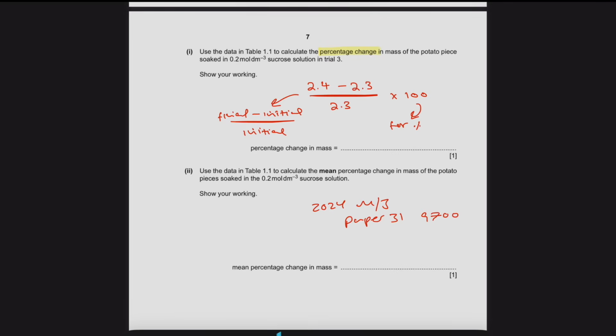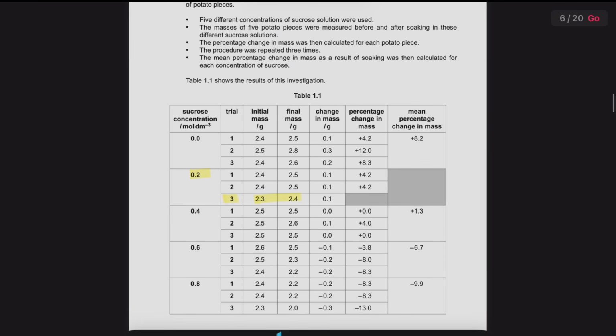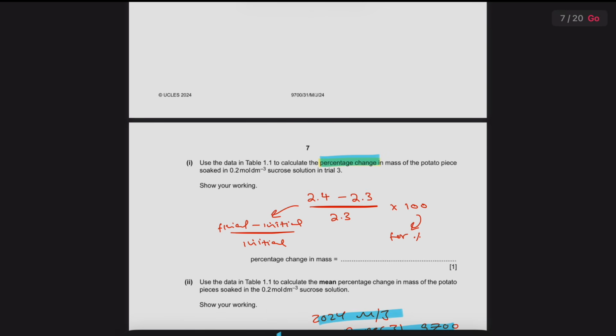And the last thing I quickly wanted to cover was percentage change. This is the 2024 May-June paper 31 CIE AS biology paper, and they produced a table, and really they took potatoes, put them in sucrose solutions of course, and measured the mass before and after. And here they've asked us to obtain the percentage change in the mass of a potato piece that was soaked in 0.2 moles per decimeter cubed in trial 3.